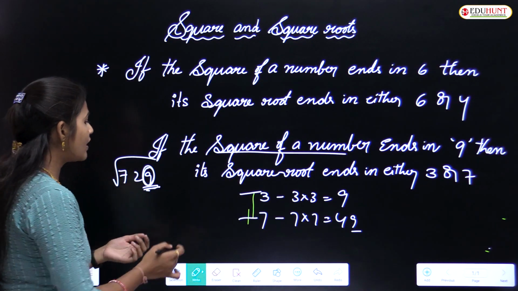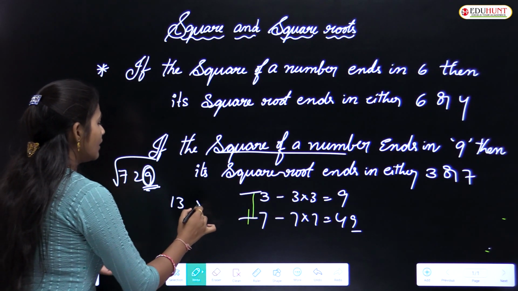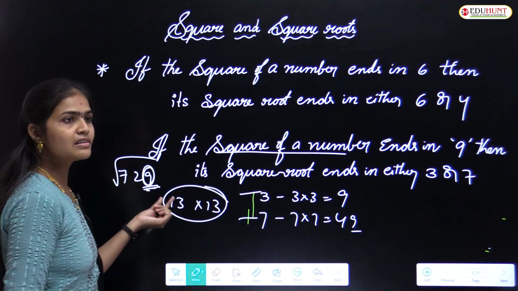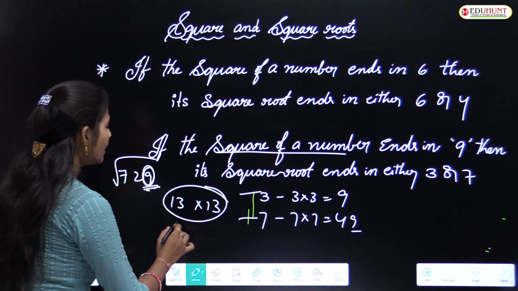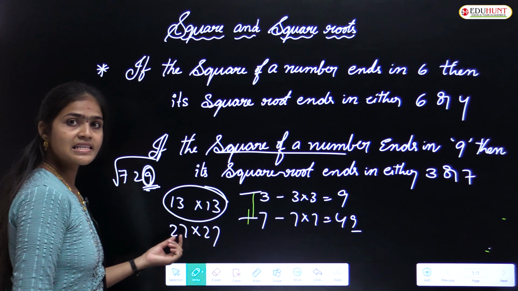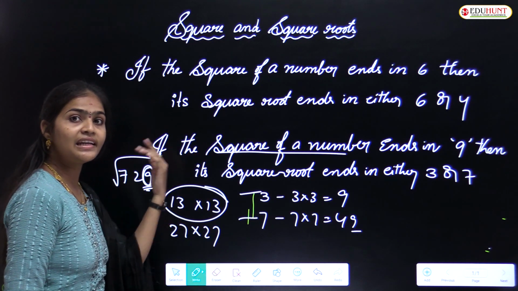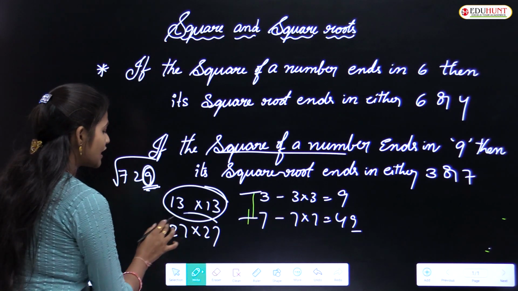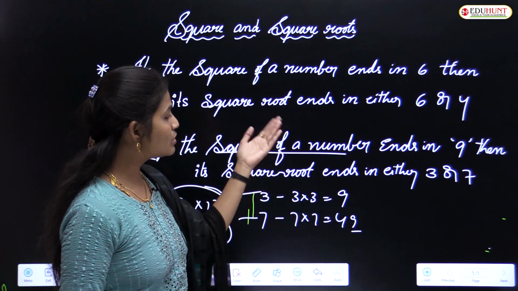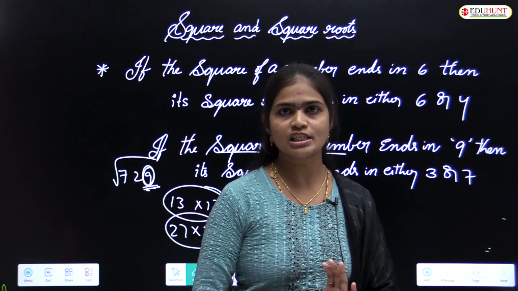Just check that. For example, 13 into 13. Check that one: 13 into 13 is equal to, will we get 729 or not? Okay, next 27 into 27. So here also the possibility is there, 7 and 7, we will get 9 in its units place. Okay, we can check 27 into 27 also.